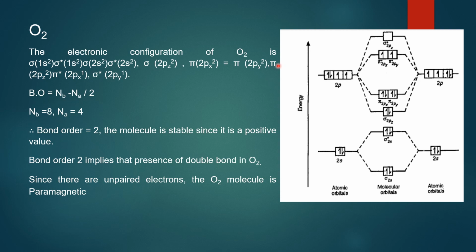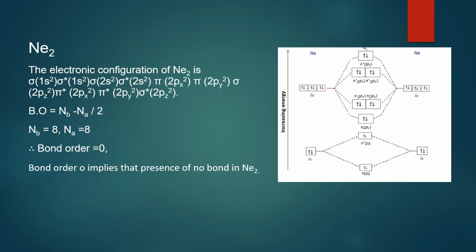There are unpaired electrons. That is the reason O2 molecule shows paramagnetism. Due to the presence of unpaired electrons, O2 molecule exhibits paramagnetic property. The last example for homonuclear diatomic molecule is Ne2 molecule. How do you form Ne2 molecule? You can form Ne2 molecule by taking two neon atoms.